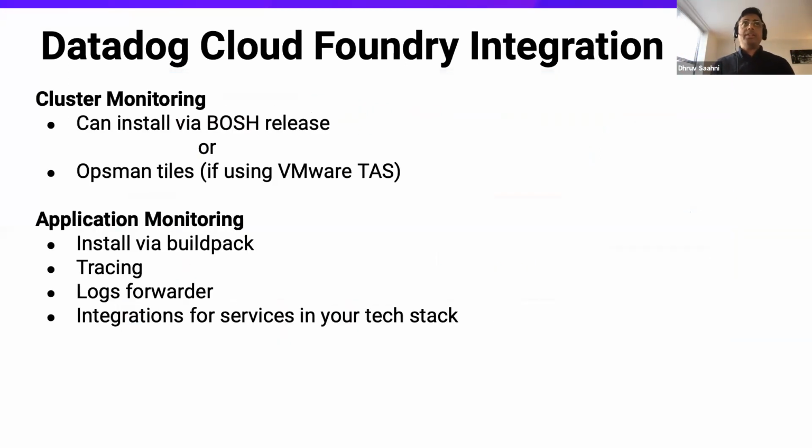And then lastly, the way that you install the integration is also pretty straightforward. If you're using open source Cloud Foundry, it's just through Bosch. So we have Bosch releases for the cluster monitoring tile that you can install. Or if you're using Opsman, even easier, it's just UI, click the tile, and you're done. For application monitoring, we have a build pack that we distribute. And as long as you attach the build pack with your app deployments, you'll get a lot of things. You'll get tracing, you'll get the logs forwarder, and you'll get that auto discovery for integrations that I was talking about earlier.